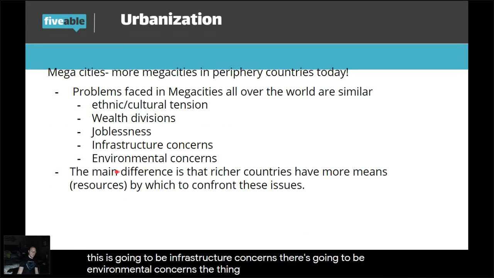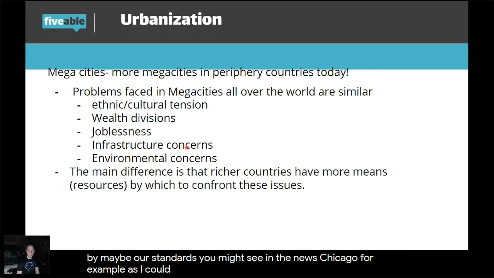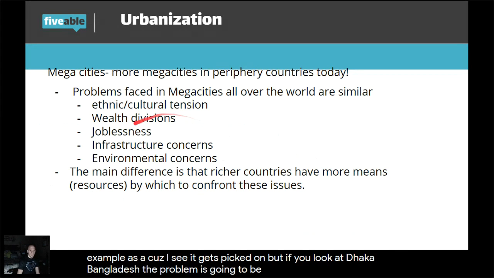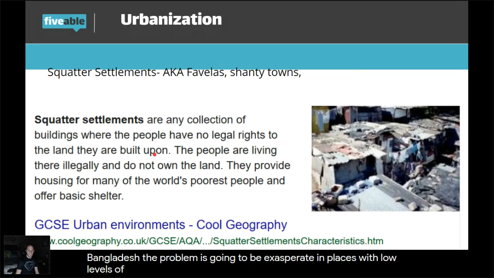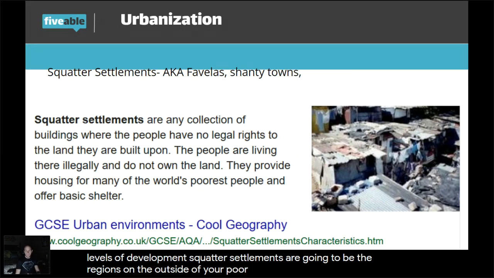The thing is, the difference is the level of development. So in places like New York City, those are going to be bad by maybe our standards. You might see in the news Chicago, for example, as a city that gets picked on. But if you look at Dhaka, Bangladesh, the problems are going to be exacerbated in places with low levels of development. Squatter settlements are going to be the regions on the outside of your poor countries' cities.